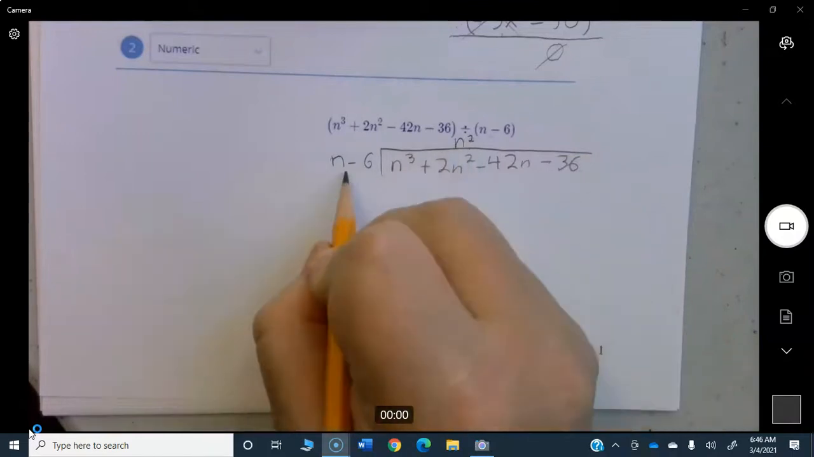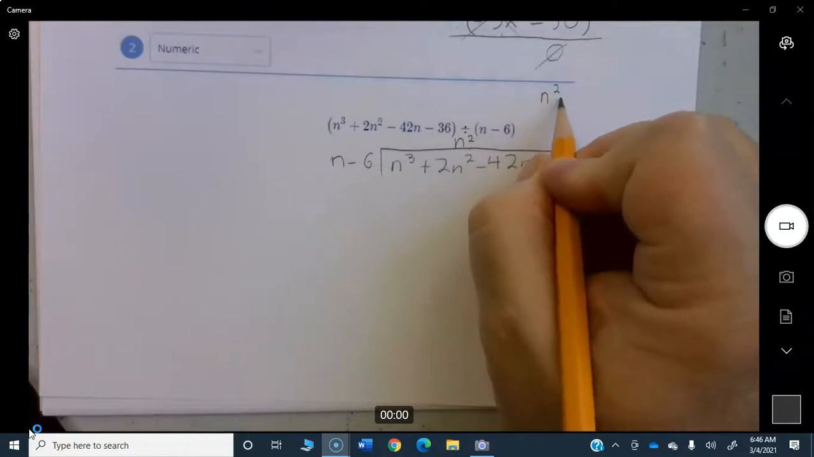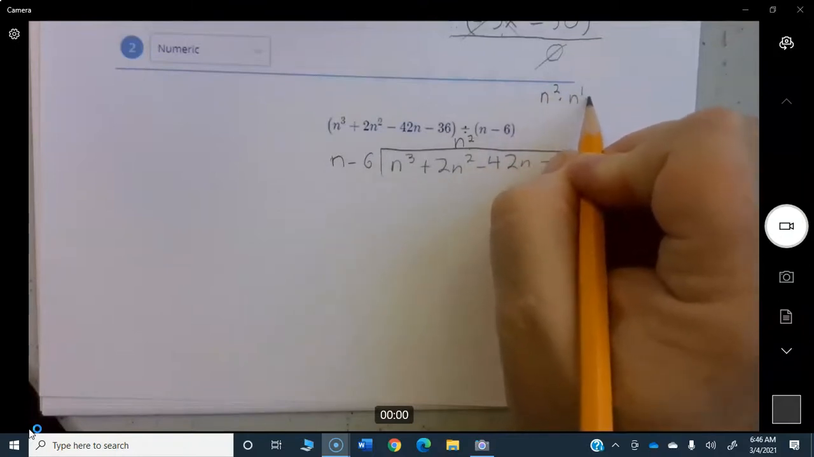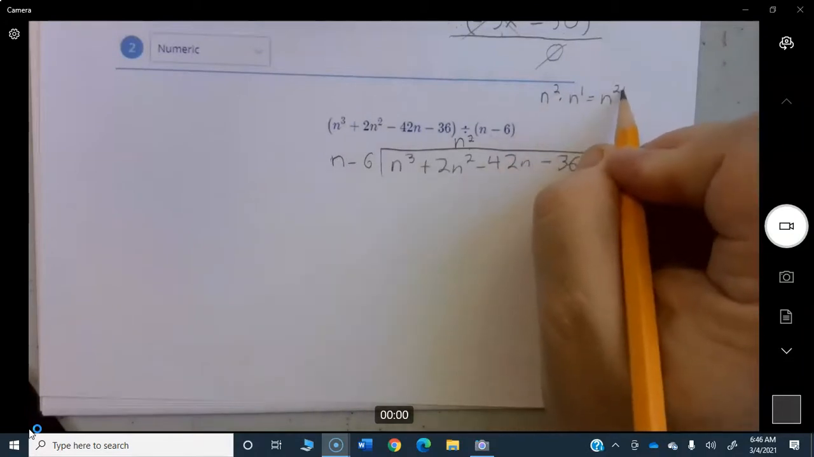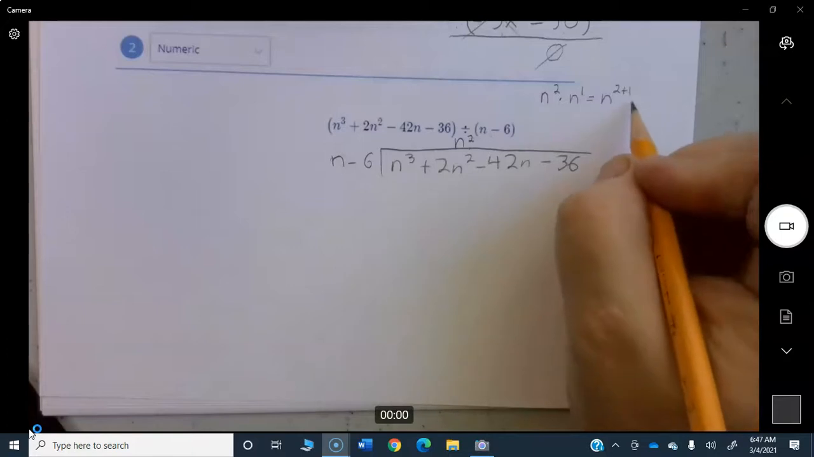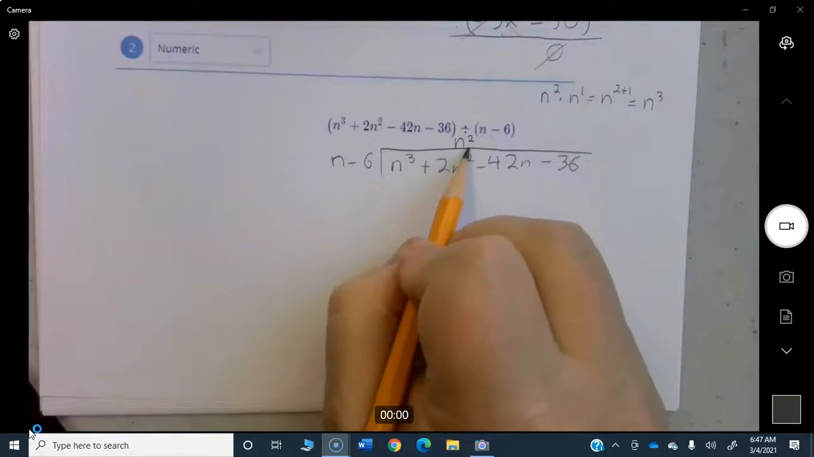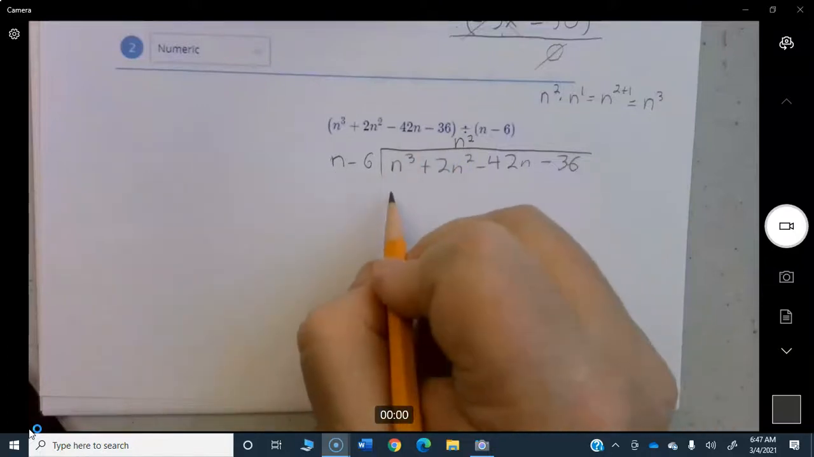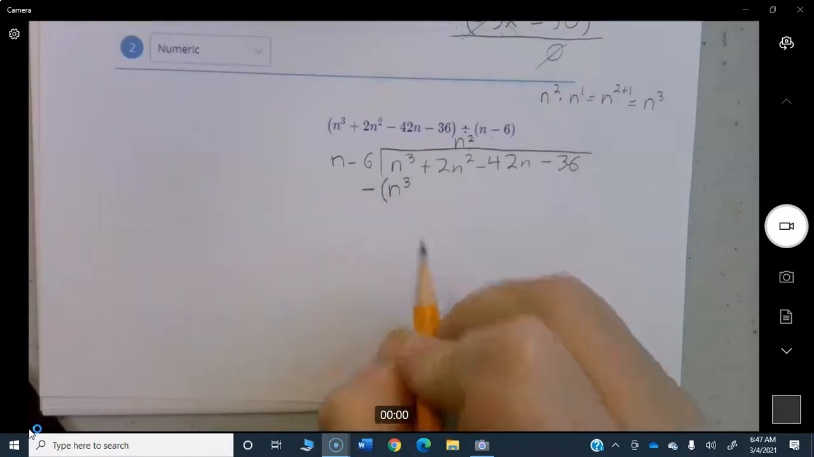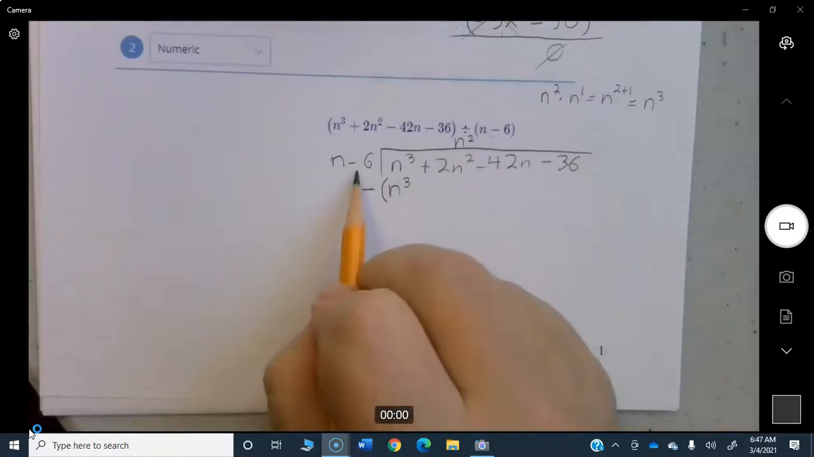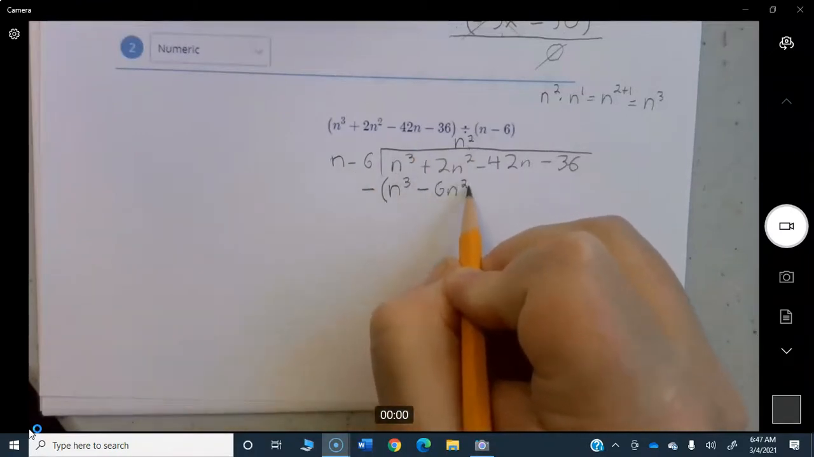N to the second times n to the first. Remember the principles, n to the second times n to the first, and what that gives you is n raised to the, you add these two. 2 plus 1, you don't multiply them, you add them. That equals n to the third. Okay, that's that number there. So this, n squared times n, gives you n to the third, so I'm going to write that here. I'm going to subtract and open a parenthesis. And now n squared times negative 6 is negative 6n squared.